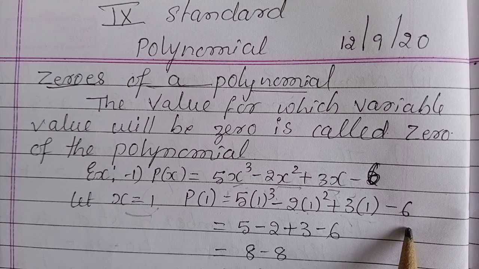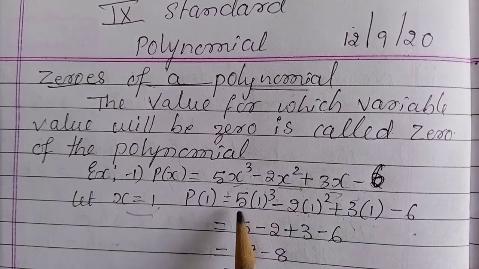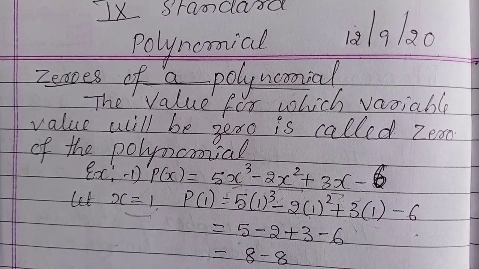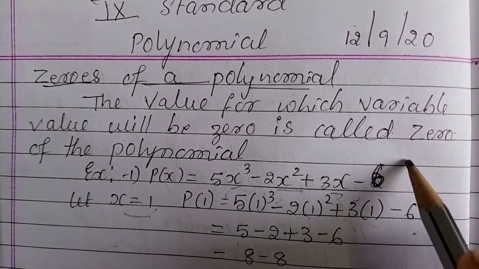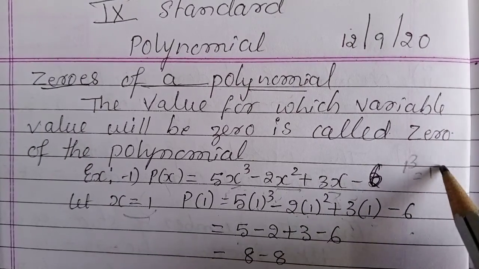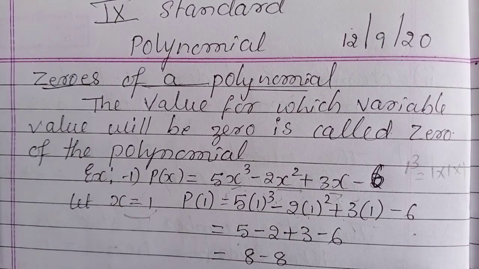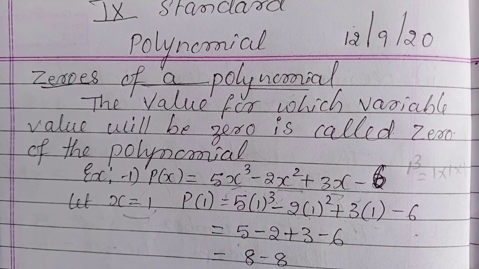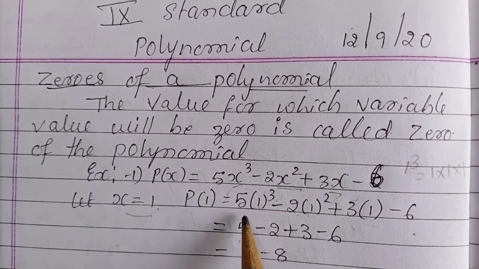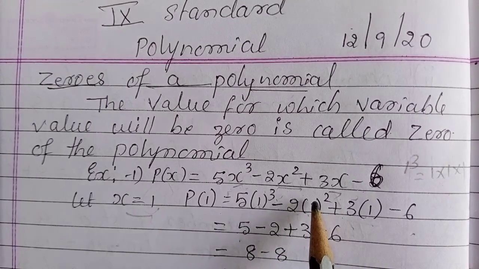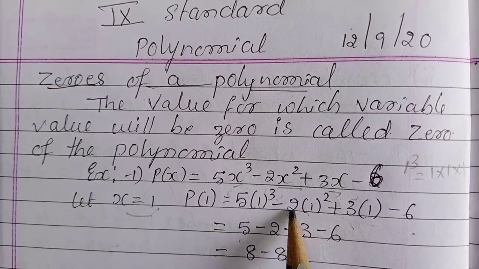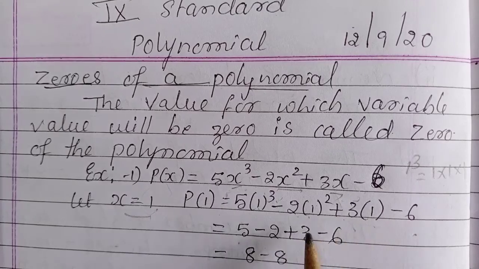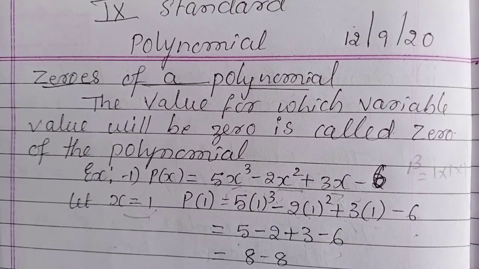Now, let us move to the simplification. 5 as it is, 1 cube. 1 cube means what, children? 1 cube is nothing but 1 into 1 into 1. So, how many times you multiply 1, the final product will be 1 only. So, 5 ones are 5. Here also 1 square is 1, so minus 2. 3 ones are 3, minus 6.